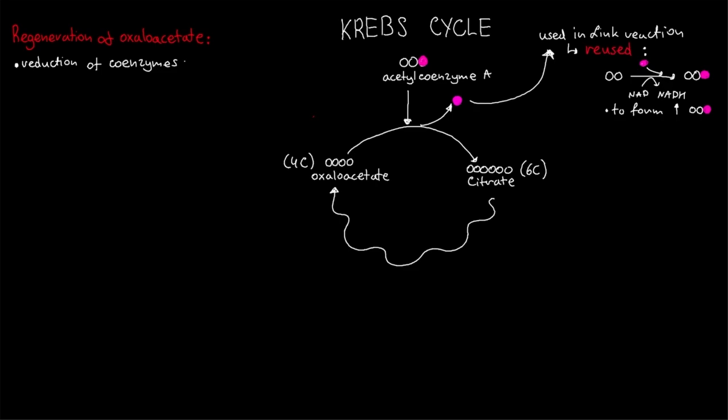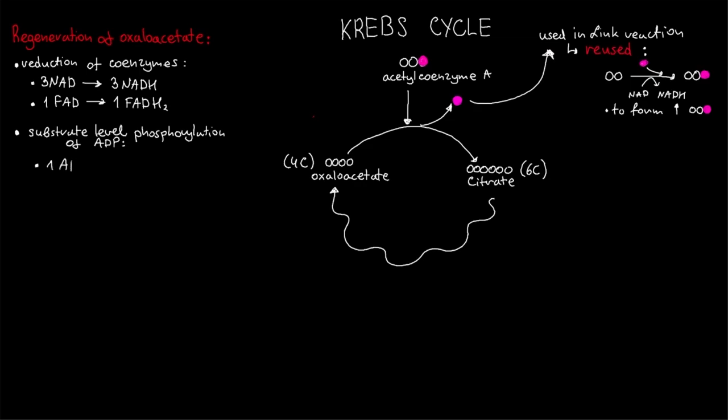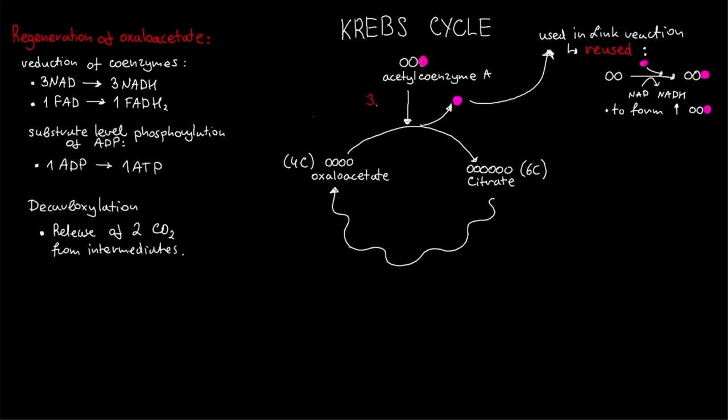After the formation of citrate, regeneration of oxaloacetate is going to take place, when this 6-carbon molecule is going to be oxidized by 2 types of coenzymes that we talked about, namely NAD and FAD. 3 molecules of NAD are going to steal 3 H+ and electrons from the citrate, and 1 FAD is going to take 1 H+ and electron to form 3 NADH, so reduced NAD, and 1 reduced FAD. The second thing that will take place is decarboxylation of that intermediate. 2 CO2 molecules are going to be released, and the 6-carbon citrate is going to form a 4-carbon intermediate.